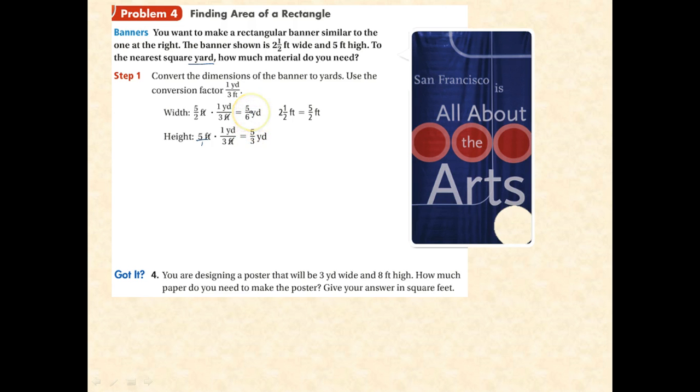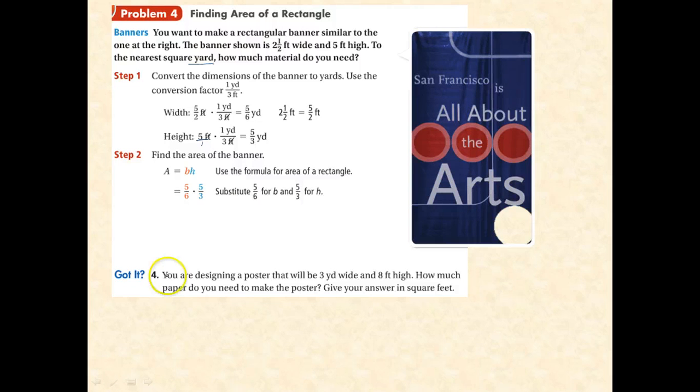Now, we want to find the area. We want to know how much fabric there is up in here. So, find the area of the banner. Base times height. 5/6 times 5/3. That'll be 25 over 18, which is about 1 7/18.